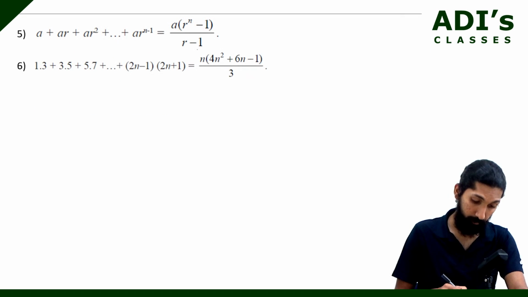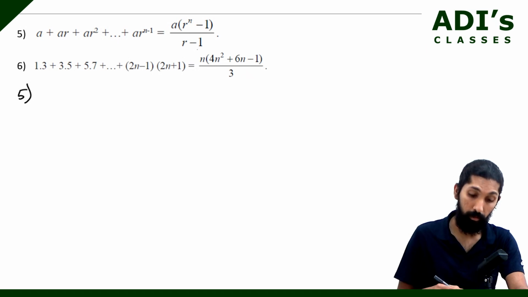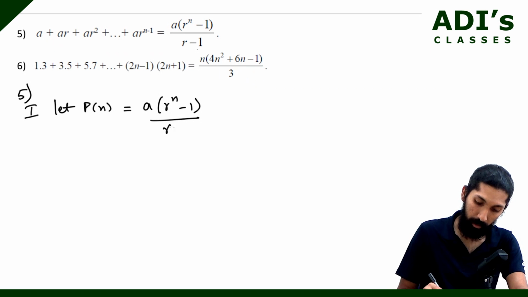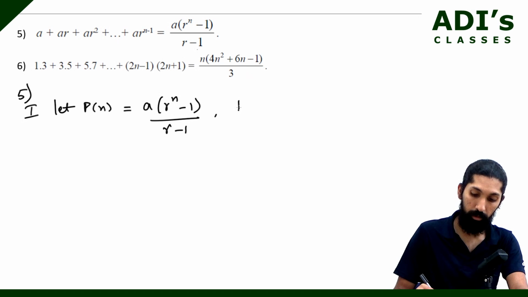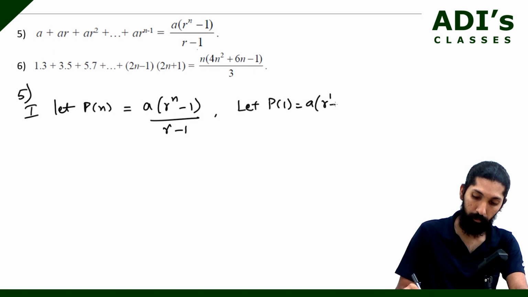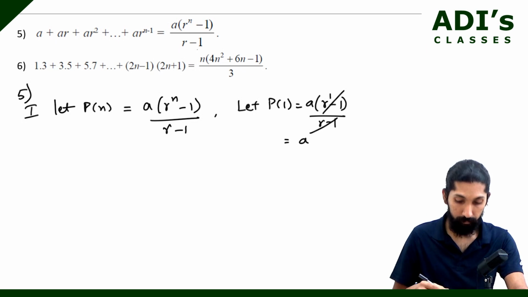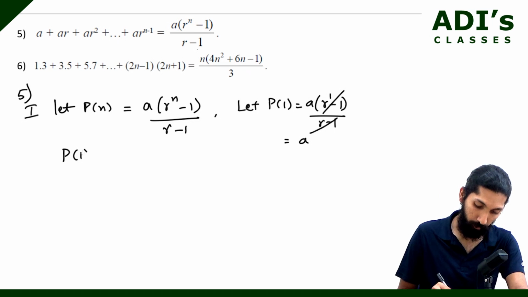See the fifth one. A plus AR square till AR power n minus 1. Correct? Guys, start like the same thing. Alright, so in the first step, what do we write? So let P of n is equal to A into R power n minus 1 by R minus 1. Let P of 1 be A into R power 1 minus 1 by R minus 1. R minus 1 cancels. So you're going to get A. That's basically the first term, right? So you can say P of 1 is true.